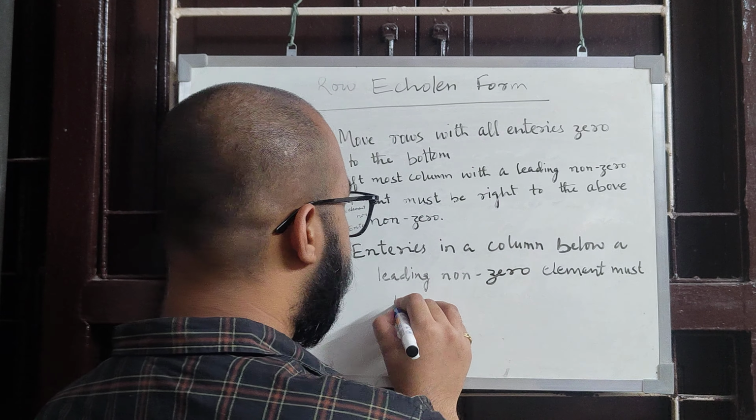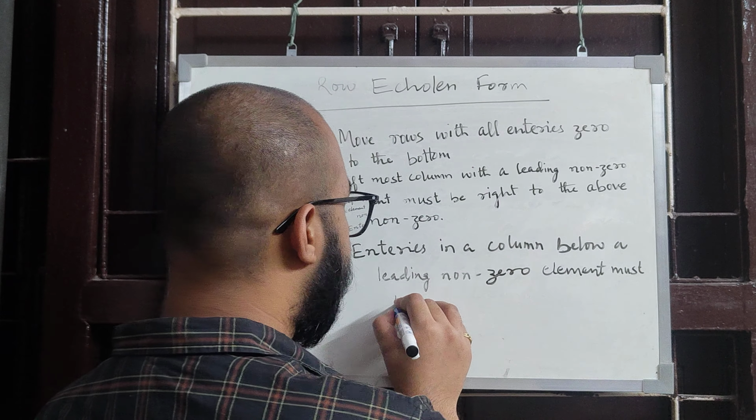okay, so let's understand this. The first point is move rows with all entries 0 to the bottom. So what we were trying to do in the last video also is move the row with all entries 0 to the bottom. So we'll try to move any row which has all entries 0 to the bottommost point.